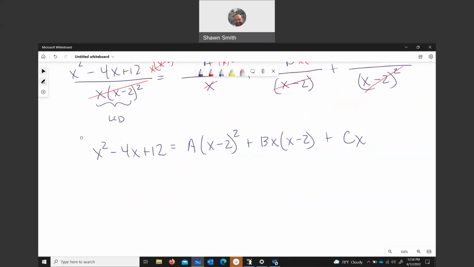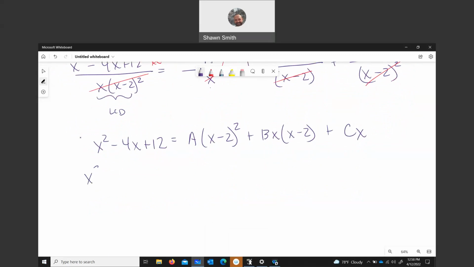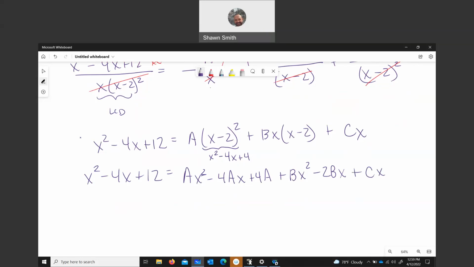All right, so simplify. x minus 2 all squared, that's a binomial squared, would be x squared minus 4x plus 4, right? A gets distributed to that. So that's ax squared minus 4ax plus 4a. Then bx gets distributed across, so that'll be bx squared minus 2bx plus cx.